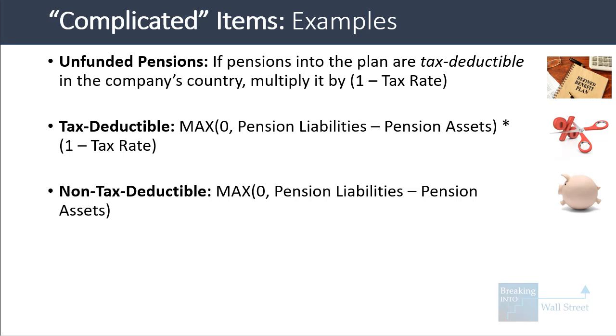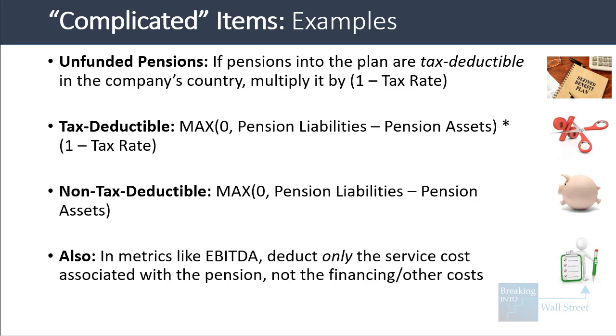If it is not tax deductible, you take the max between 0 and the pension liabilities minus the pension assets, but you leave out that 1 minus the tax rate part. In metrics like EBITDA, you also have to be careful to deduct only the service costs associated with the pension. You don't want to deduct the financing and other costs because you're adding the unfunded pension, and these financing and other costs correspond to this unfunded pension.